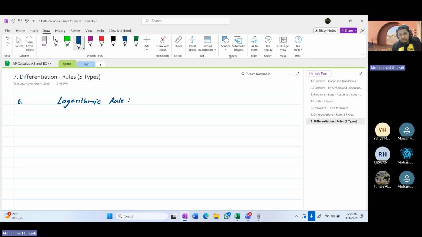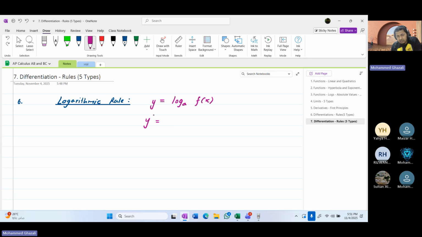So you just need to look at the form of the log function and see what you need to apply, right? So if you have y equals log f of x base a, it's better to convert the log into a ln. So we say y equals log f of x base a.